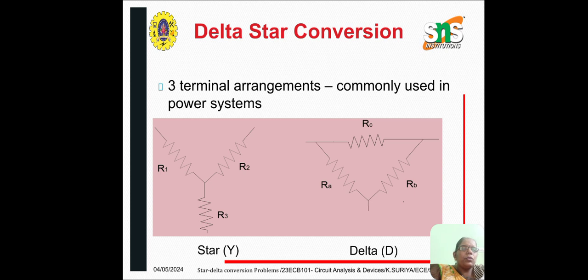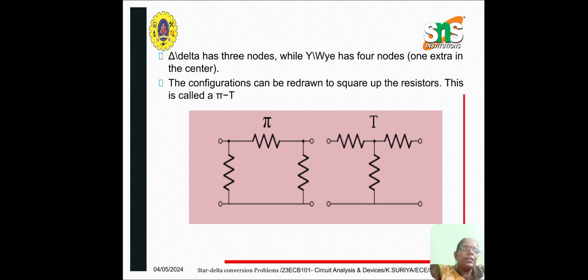So this is a figure showing the star and delta connection. The star connection is in the Y shape and it's also known as Y network, and the other one is in the triangular form and it is known as delta network. In the star network, the resistors are represented as R1, R2 and R3, and in the delta network they are represented as RA, RB and RC. This is a 3 terminal arrangement which is commonly used in power systems. The delta connection has 3 nodes while Y has 4 nodes. If you see in the diagram, you can see it.